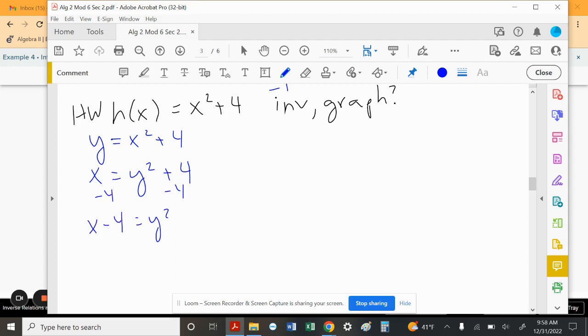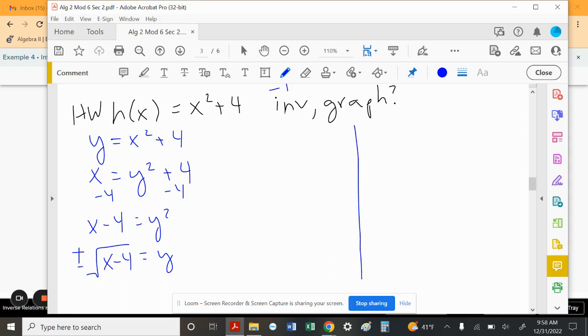Now notice I don't have to complete the square on this one. I just have to take the square root of both sides. So I have plus or minus the square root of x minus 4 equals y. There's my inverse function. So now how do I graph x squared plus 4?